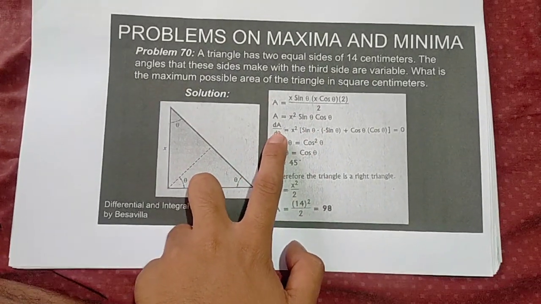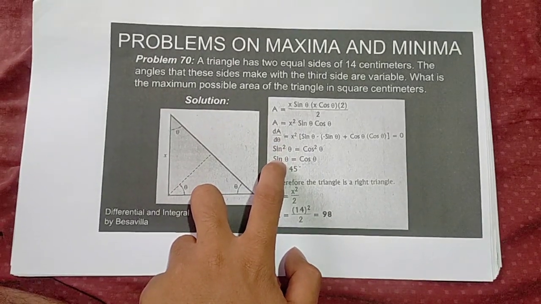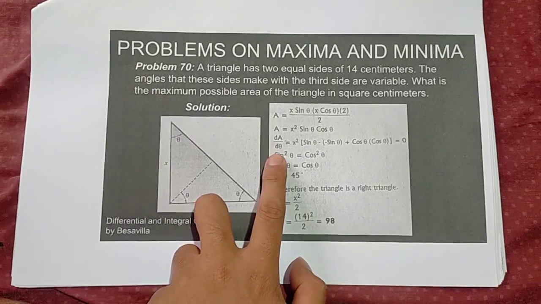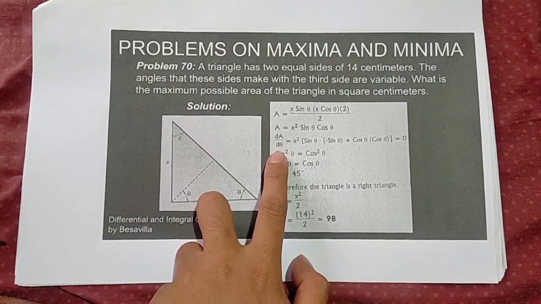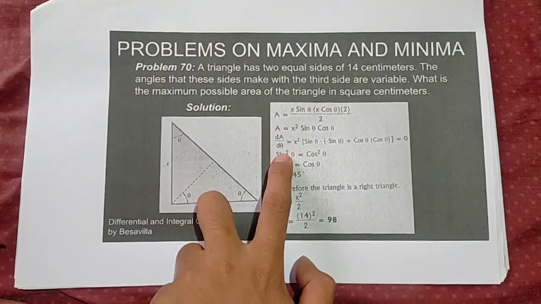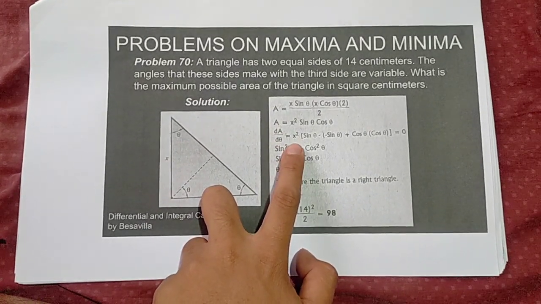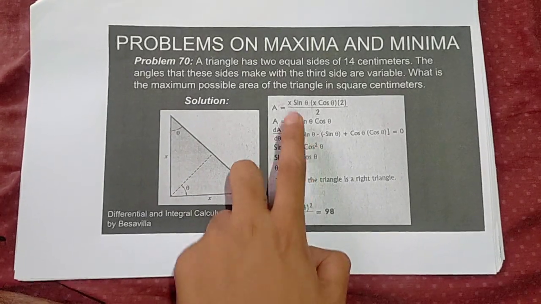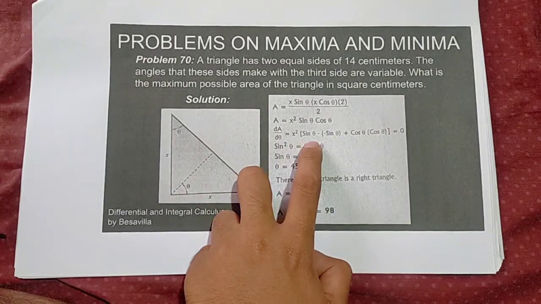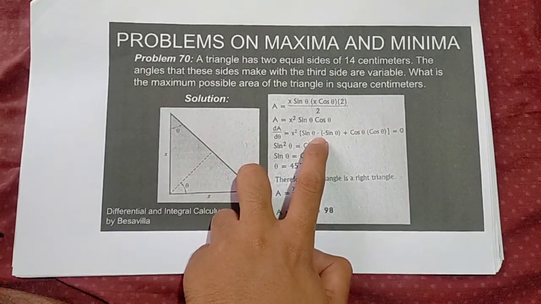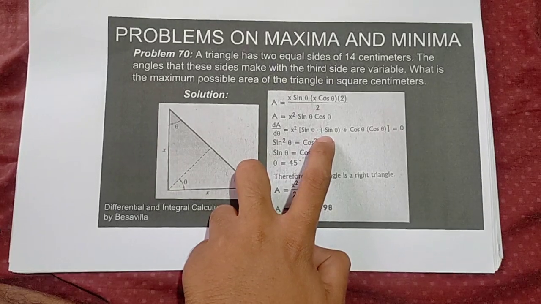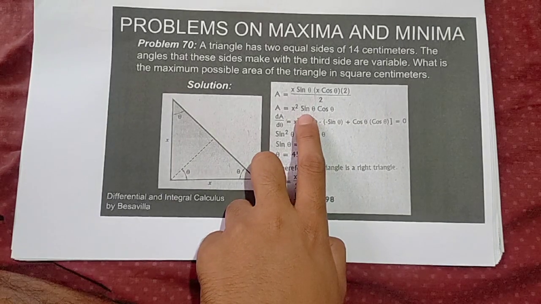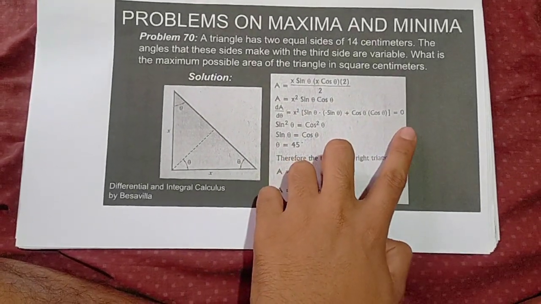So dA, the derivative of area over the derivative of theta, dA d theta is equal to x squared, the derivative of cos copied, so x squared sine theta times the derivative of cos, which is negative sine, plus cos times the derivative of sine theta, which is cos theta, is equal to 0.